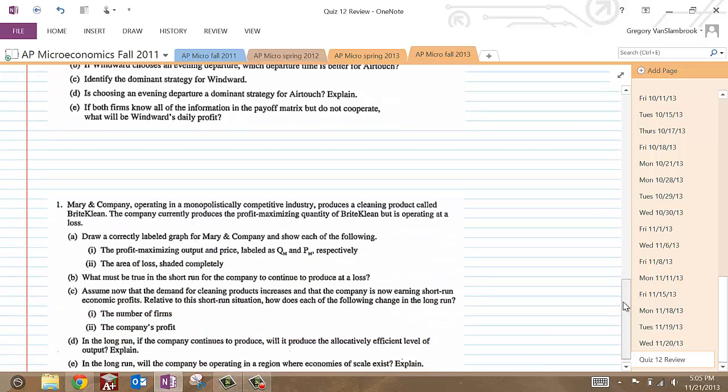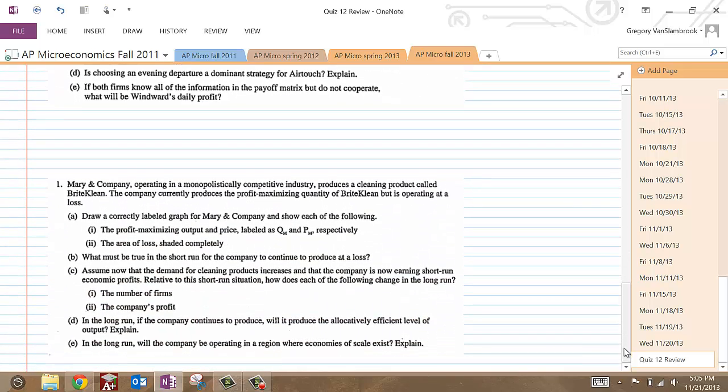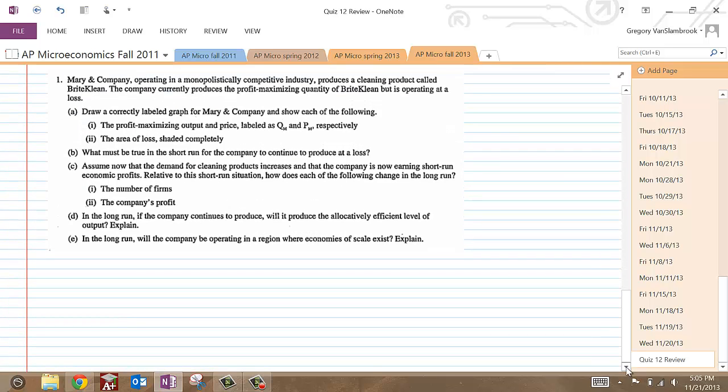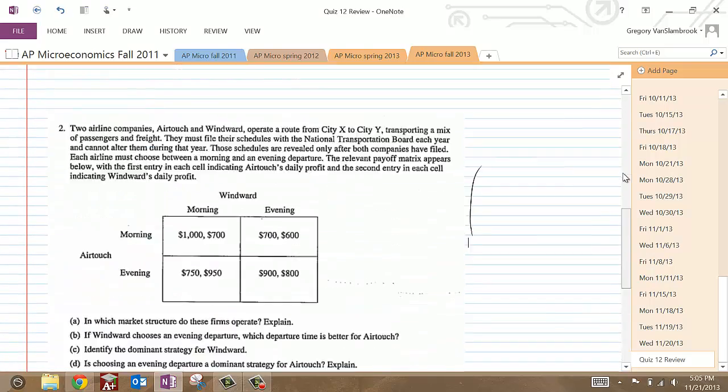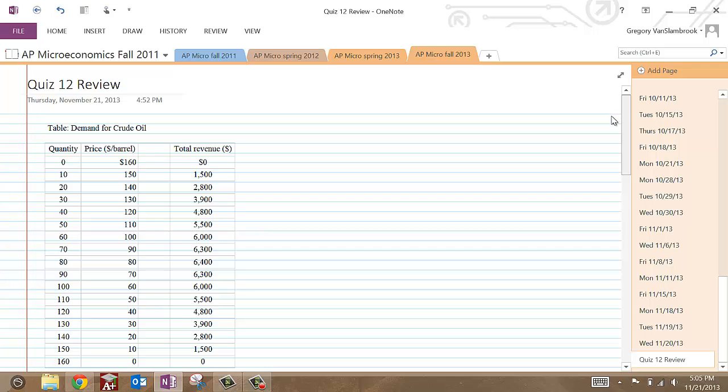And then problems with monopolistic competition, where you're dealing with a firm that's in a monopolistically competitive scenario and usually having to deal with a graph and interpret the graph of what's going on in both the short run and long run. So let's start with the duopoly analysis.